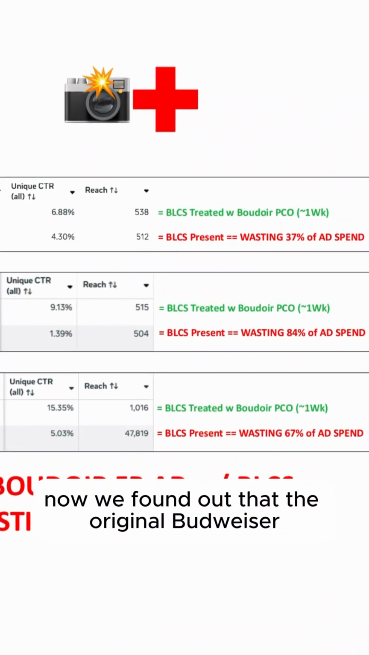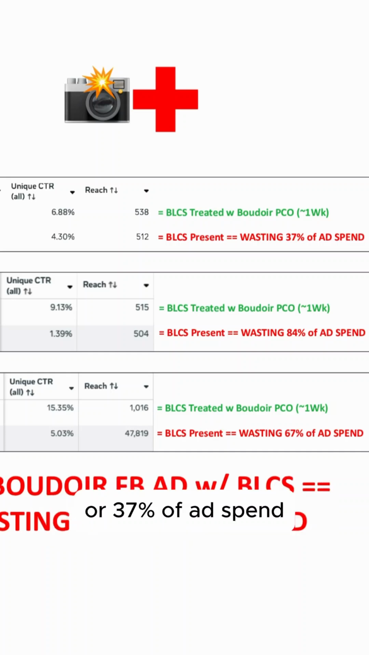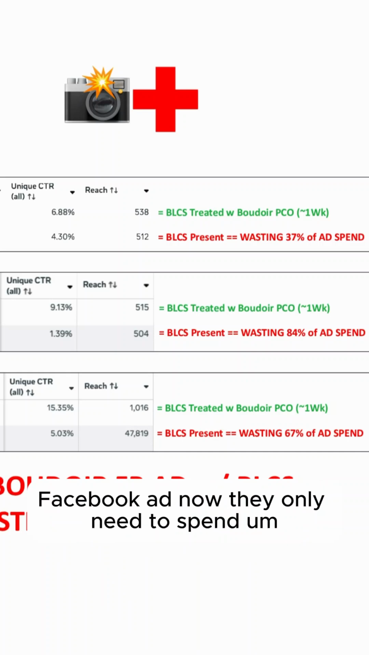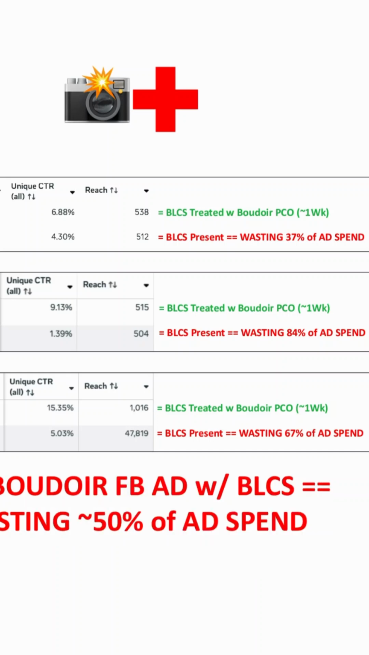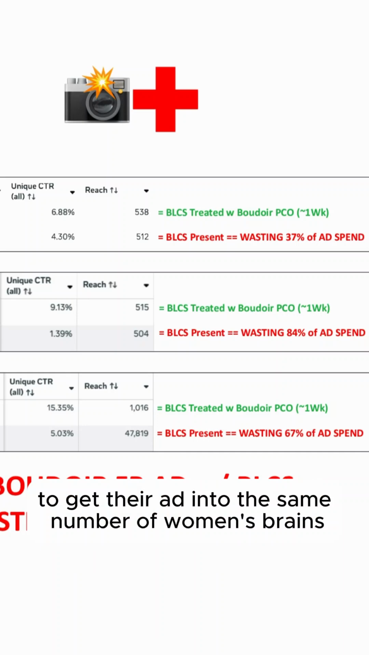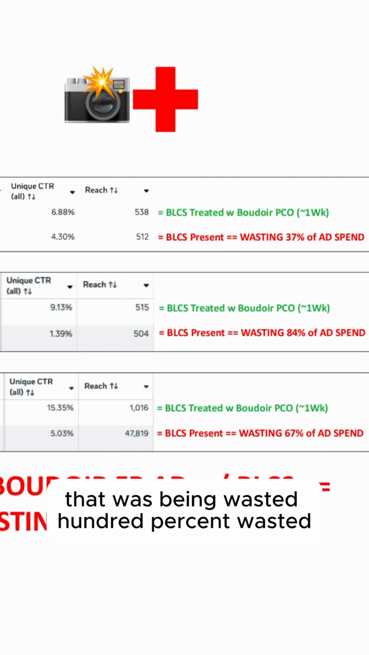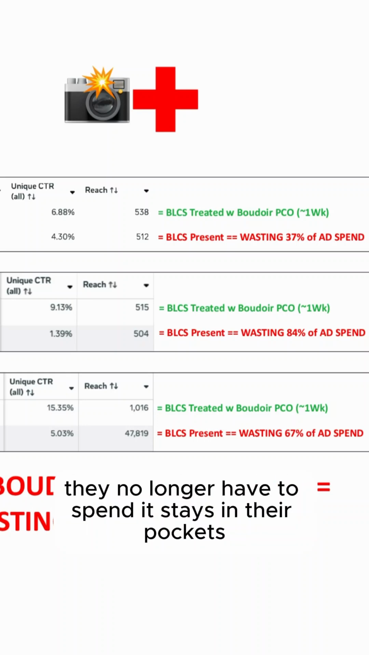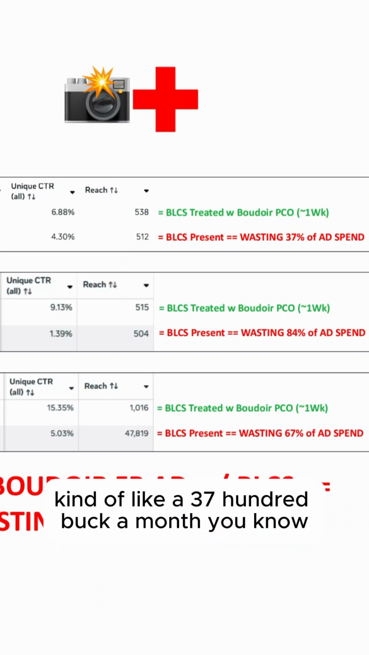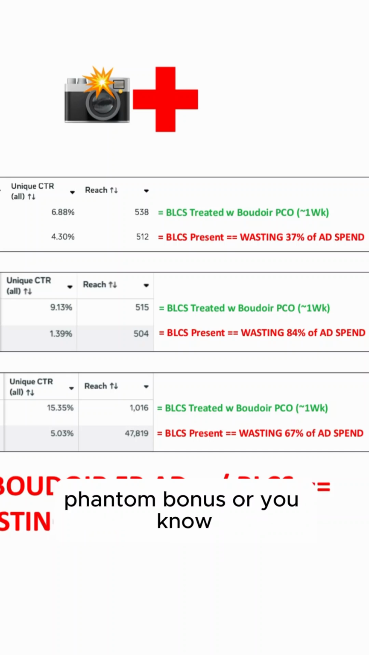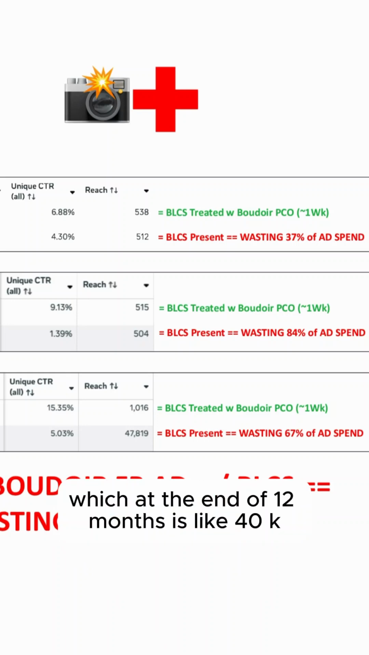Now we found out that the original Boudoir Facebook ad was wasting 37% of ad spend. So if they're spending 10 grand a month on the original Boudoir Facebook ad, now they only need to spend $6,300 a month on the Boudoir Pico treated ad to get their ad into the same number of women's brains. So that $3,700 a month that was being wasted, 100% wasted, they no longer have to spend, it stays in their pocket. It's kind of like a $3,700 a month phantom bonus, and they don't have to do anything. Which at the end of 12 months is like 40K.